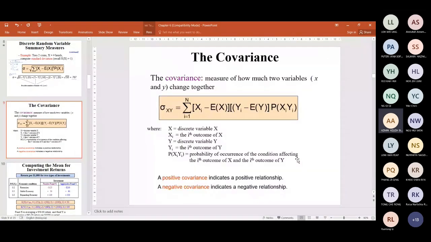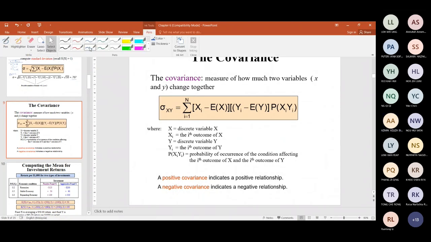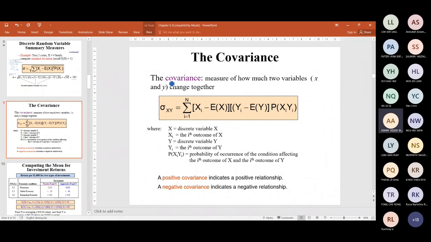Okay, next one we have covariance. When you see the word co here, it means you have more than one variable. This one is to measure how much two variables, for example x and y, change together. So we have two variables x and y, and we want to measure how much they change together.